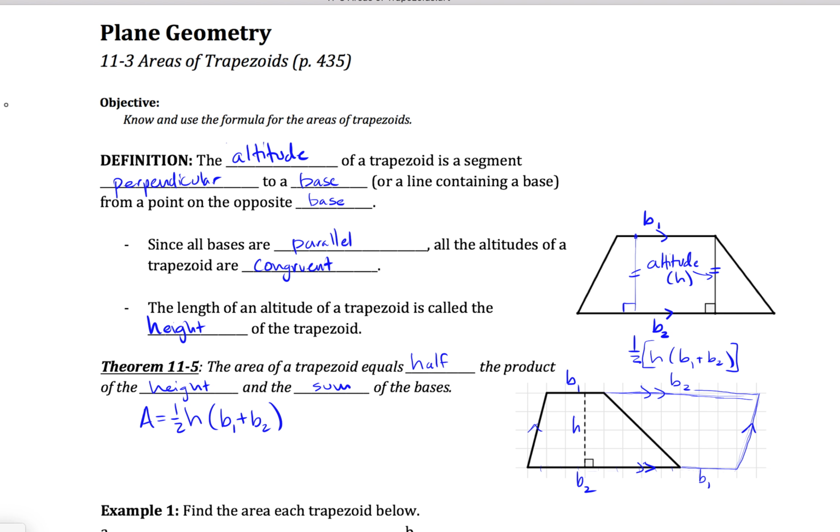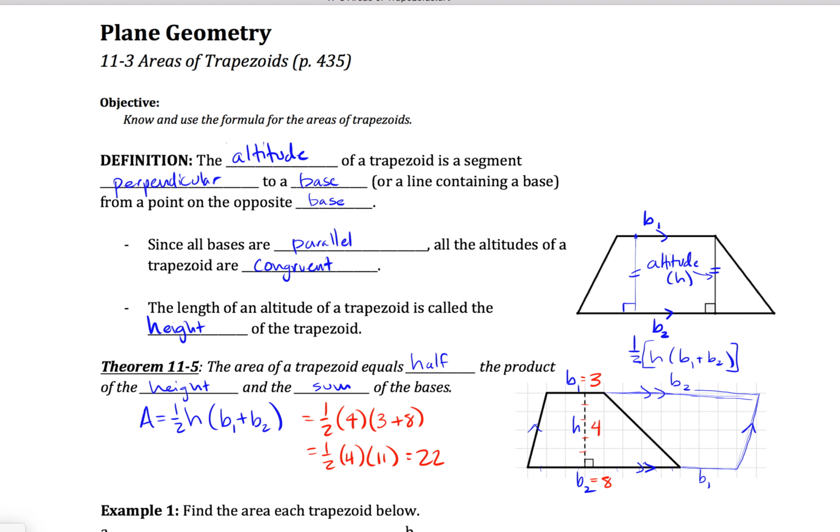And so if I was actually going to calculate the area of this trapezoid right here, I've already told you that base 1 is going to be 3 units, and base 2 is going to be 8 units. The height we can see here is 1, 2, 3, 4 units. So the area of this trapezoid would be 1/2 of 4 times 3 plus 8, which would be 1/2 of 4 times 11. Half of 4 is 2, and then 2 times 11 gives us 22. So this trapezoid right here would have an area of 22 units.